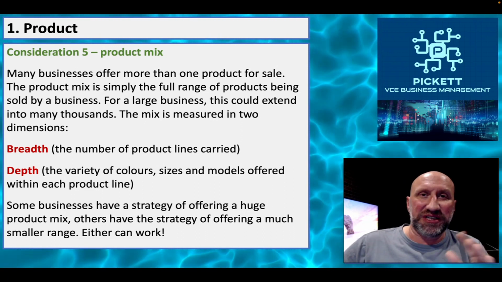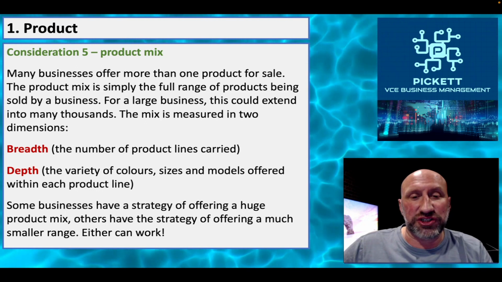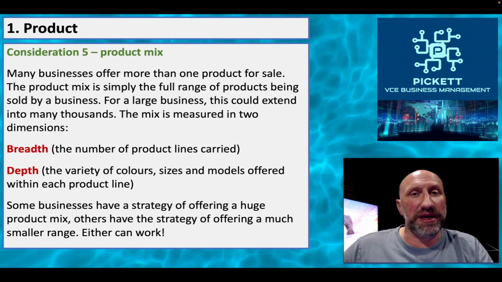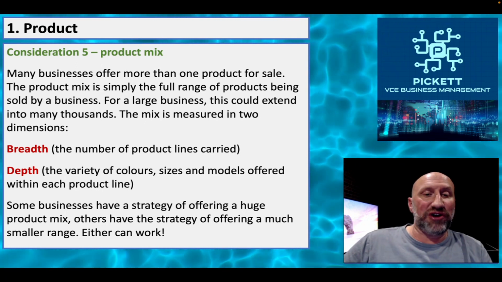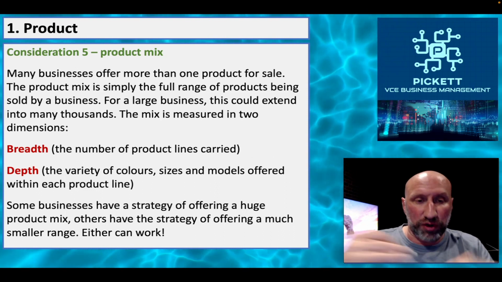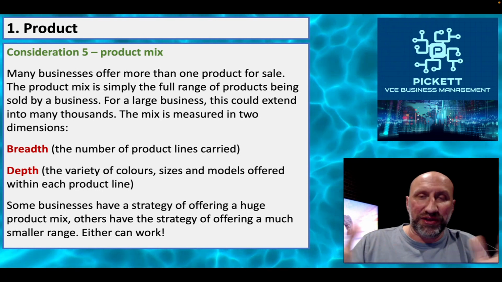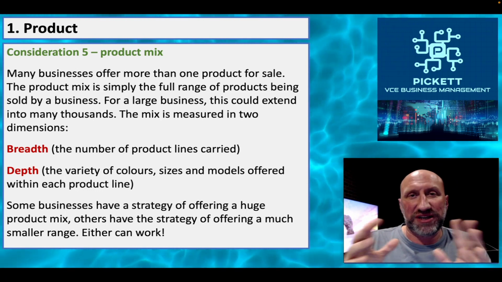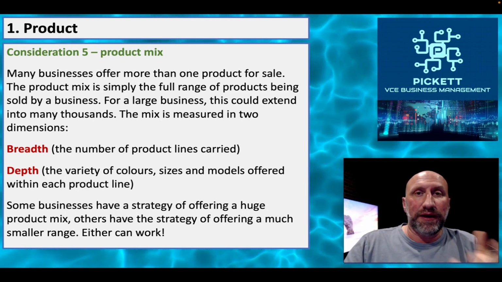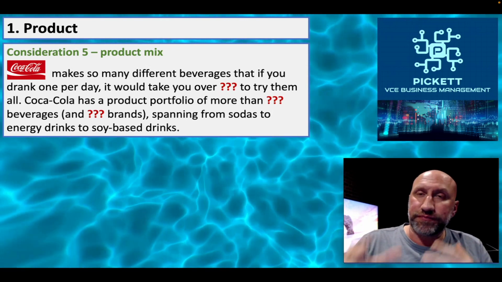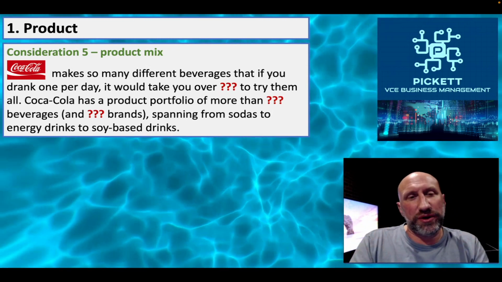Now, the point here is some businesses have a strategy of offering a huge product mix, and some have a strategy of offering a much smaller product mix or product range. The point is, either can work. Neither of those strategies is the right strategy. They both can work. So here's a little quiz, if you like.